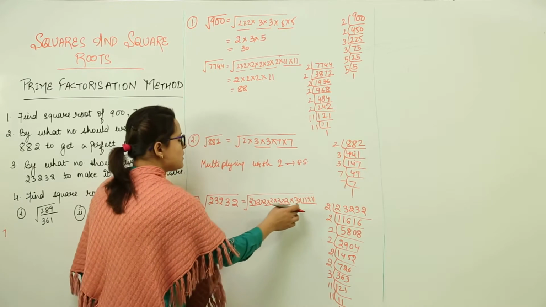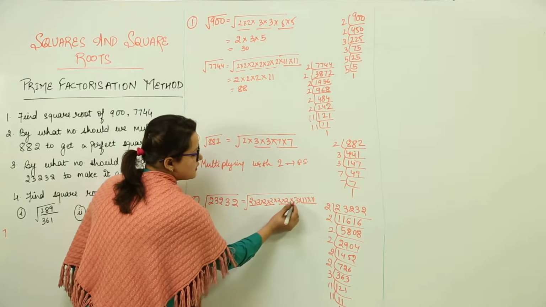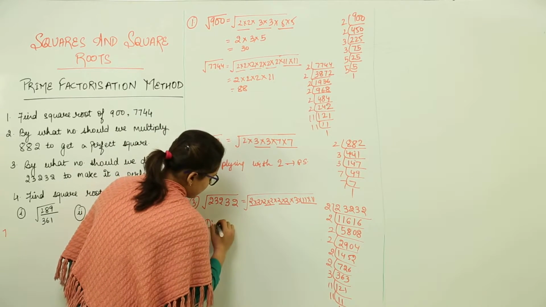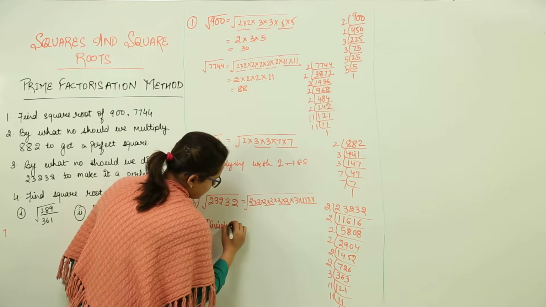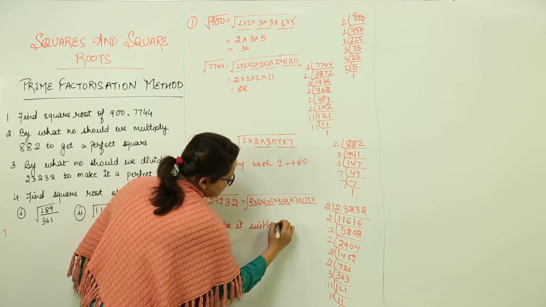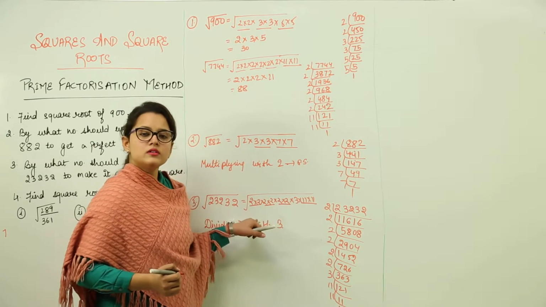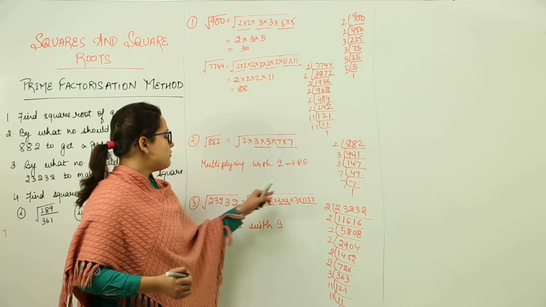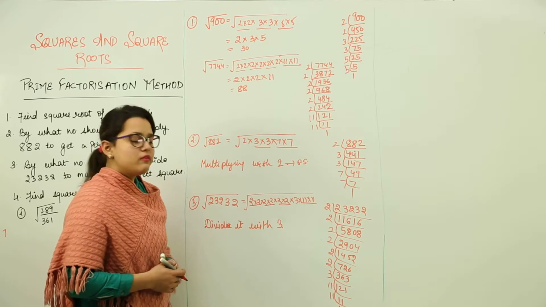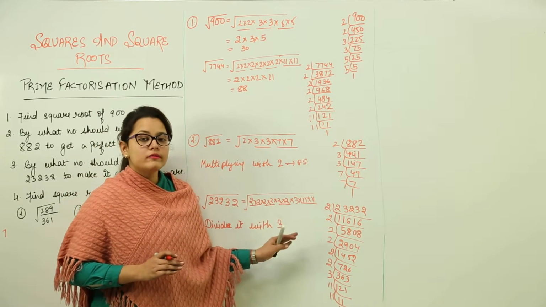So what is the number that this should be divided by? Because if you divide it by 3, this 3 will get cancelled with that 3. We should divide it by 3, because then this 3 factor will not come in the prime factorization, and if we get rid of it, then automatically our number will become a perfect square. Now in this question you might be asked to find that perfect square.